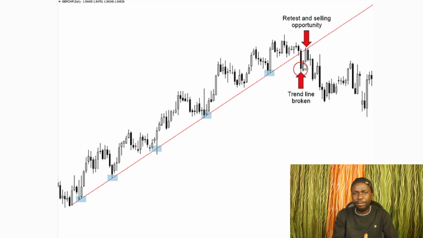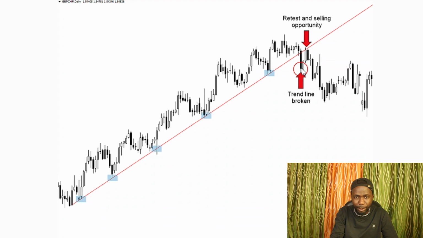So a breakout confirms that the trend has changed direction. Here you will see that the price finally broke below the trend line and closes below the trend line. So this is a confirmation that the trend has changed direction. And like I said, sometimes when price breaks below the trend line, it will come back to retest the trend line before the new trend begins.